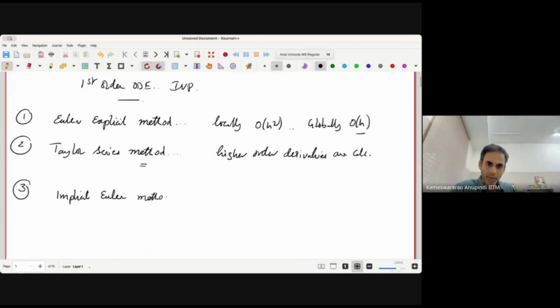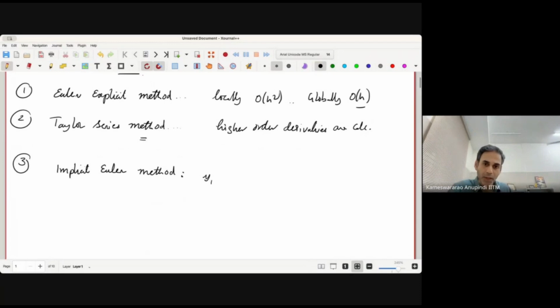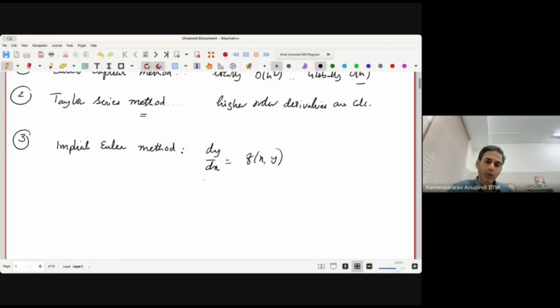Implicit Euler method. In this, again, we're going to start with the same ordinary differential equation. We're going to essentially deal with dy by dx equals f of x, y, right? That is the ODE we are dealing with. In general, f of x, y can be a nonlinear function, right? That's what we said. In general, this is a nonlinear function.